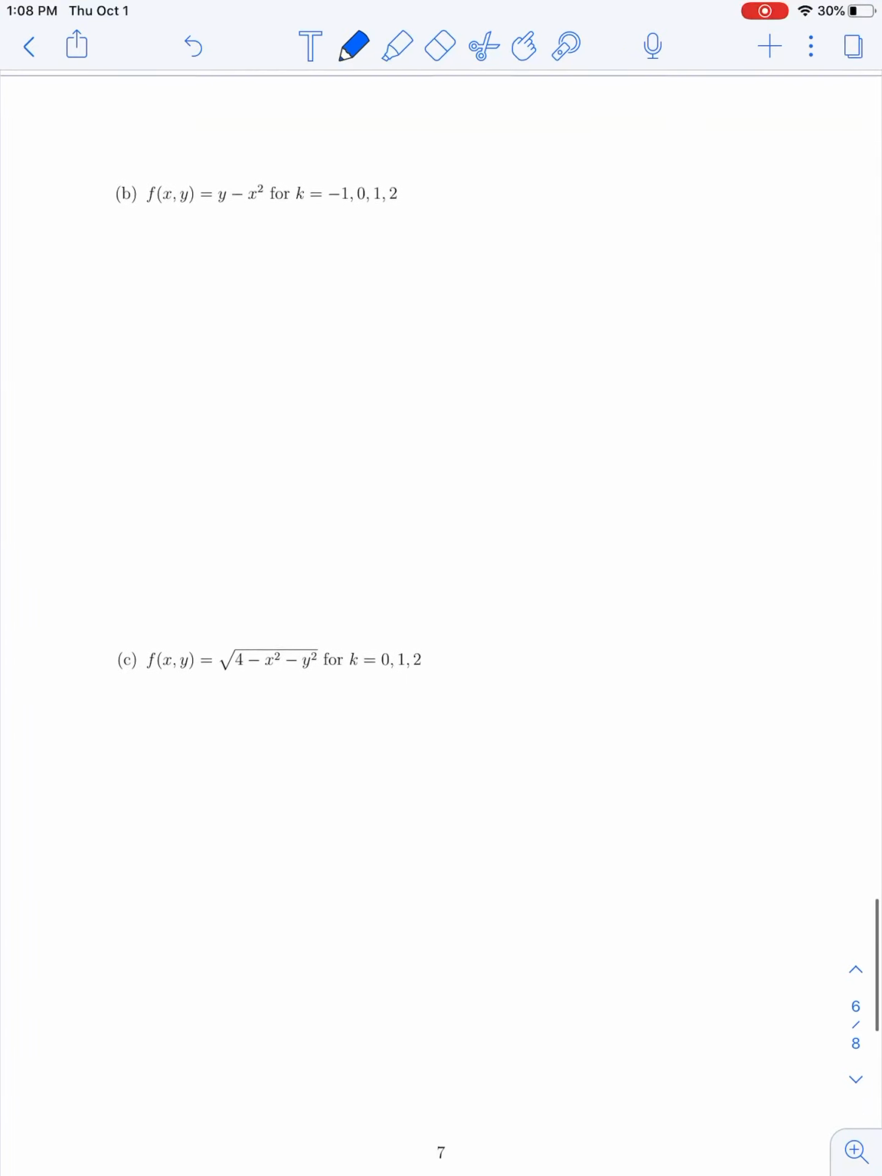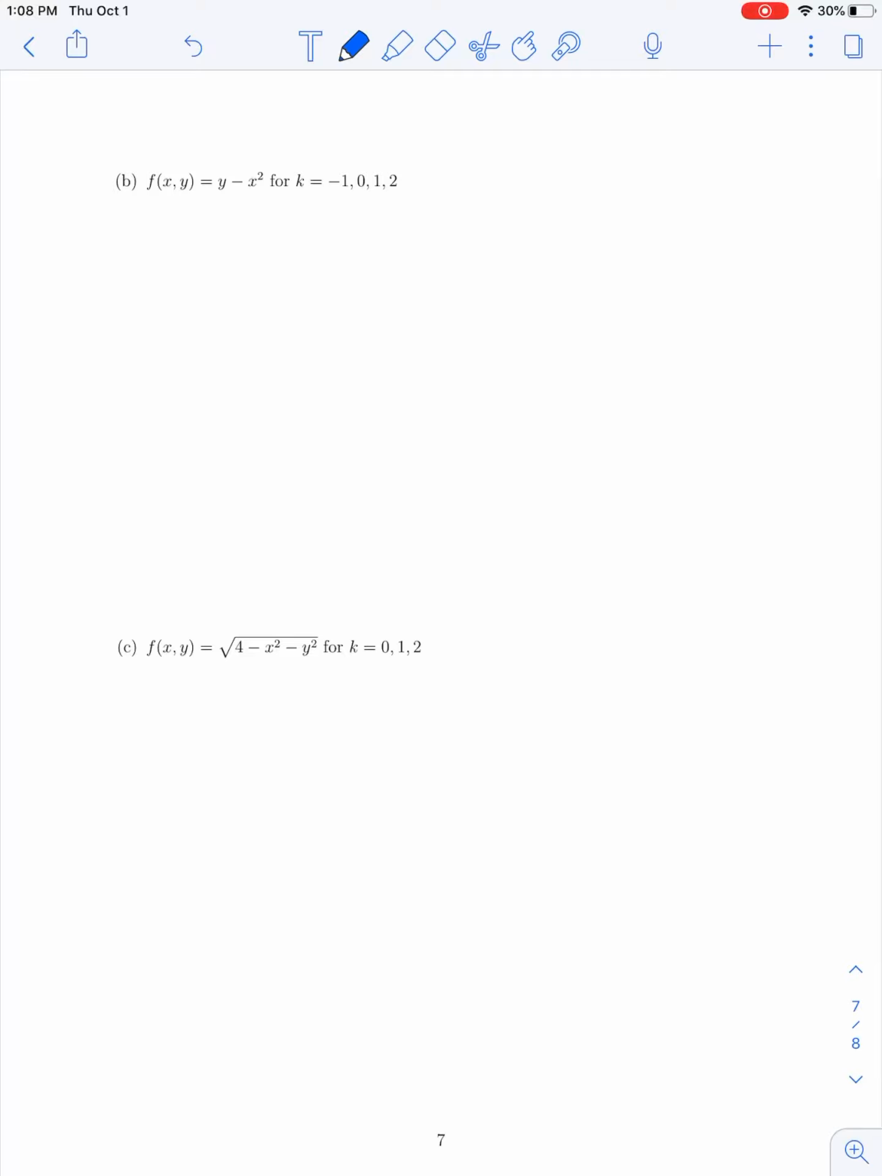Now, let's consider another example. In part B, we have f of xy is y minus x squared, and we're asked to sketch our level curves for these indicated values of k. So again, we would define the level curves by setting our function equal to some fixed constant k, and we would see here, solving this equation, y would equal x squared plus k. So in general, our level curves are going to be parabolas, where the value of k would affect the vertex of our parabola.